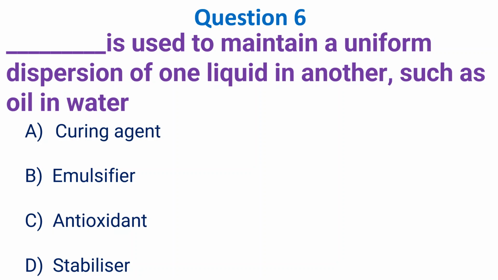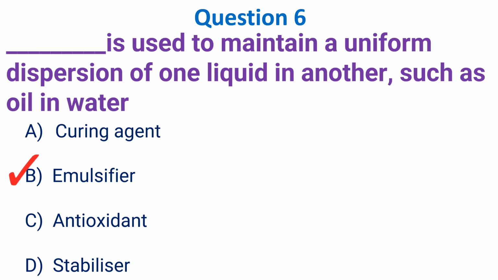Question number 6. Dash is used to maintain a uniform dispersion of one liquid into another, such as oil and water. Options are option A curing agent, option B emulsifier, option C antioxidant, option D stabilizer. Correct answer is option B emulsifier.